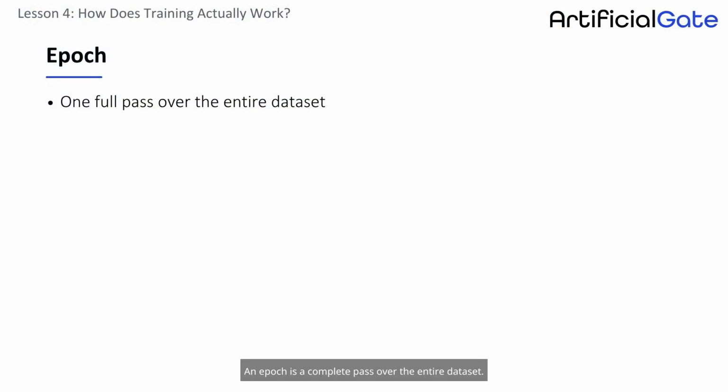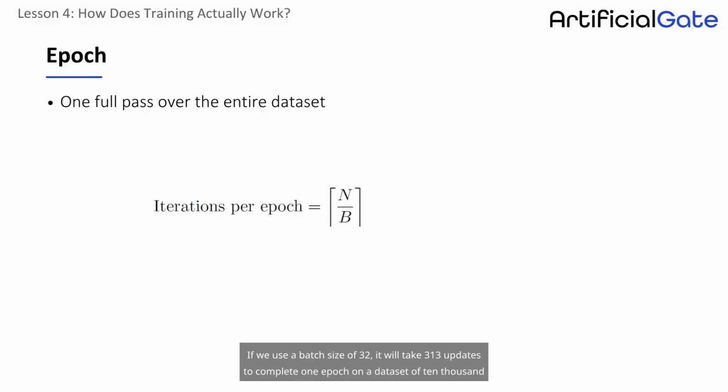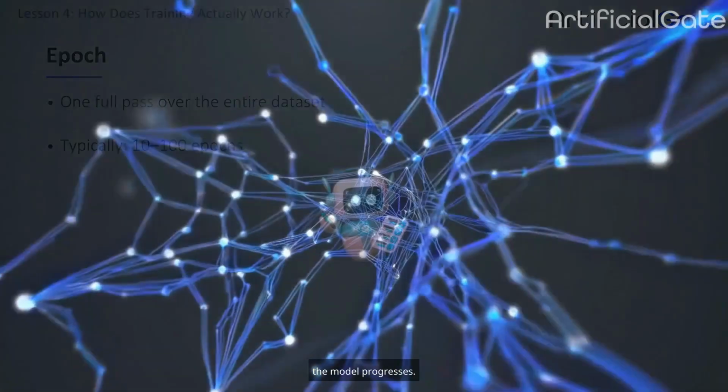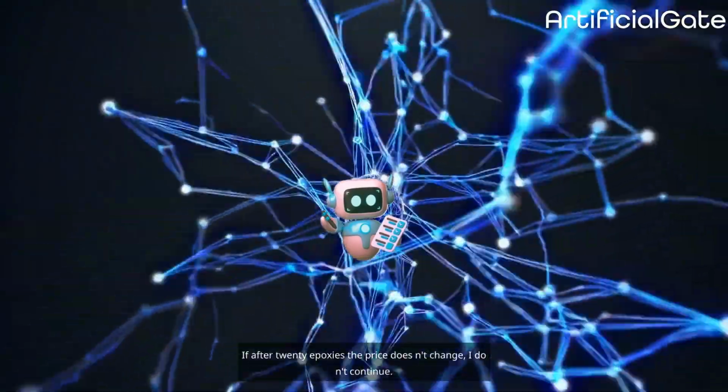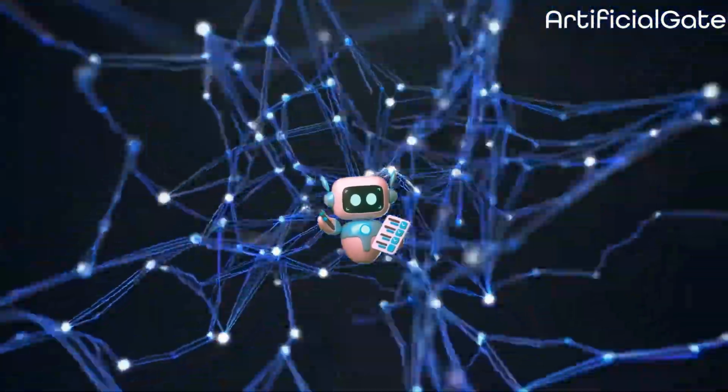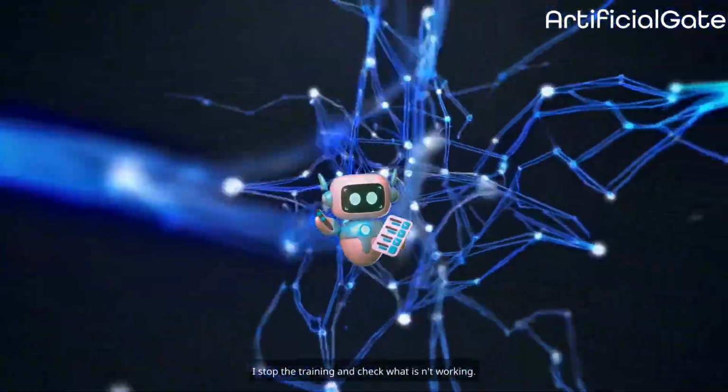An epoch is a complete pass over the entire dataset. If we use a batch size of 32, it will take 313 updates to complete one epoch on a dataset of 10,000 examples. Usually, networks are trained over dozens or even hundreds of epochs, and these determine the pace at which the model progresses. If after 20 epochs the loss doesn't change, I don't continue. I stop the training and check what isn't working.